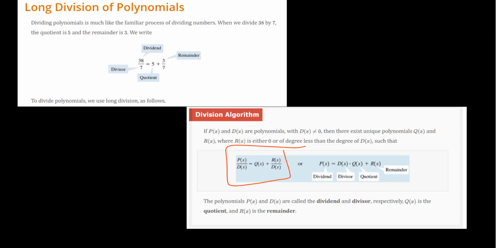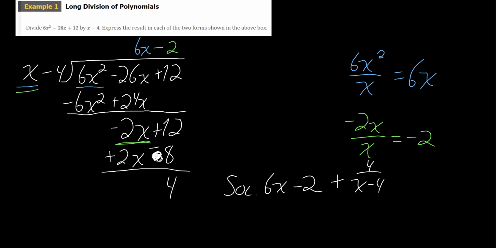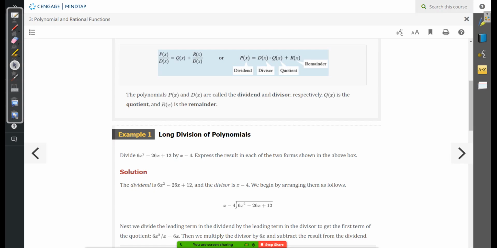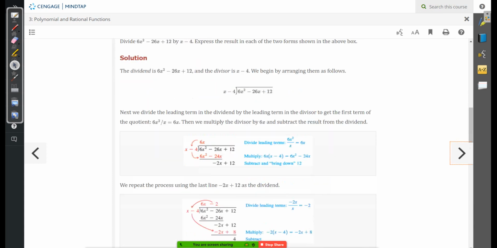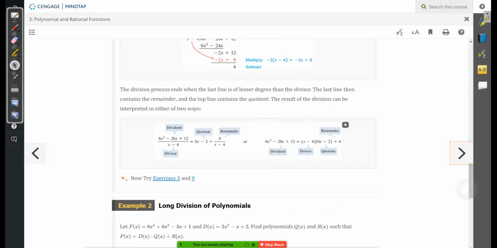The next form would simply be multiplying both sides by the divisor, right? So let's say for the sake of it, maybe I can just snip the solutions. Yeah, we'll just do that because I'm kind of running out of room.